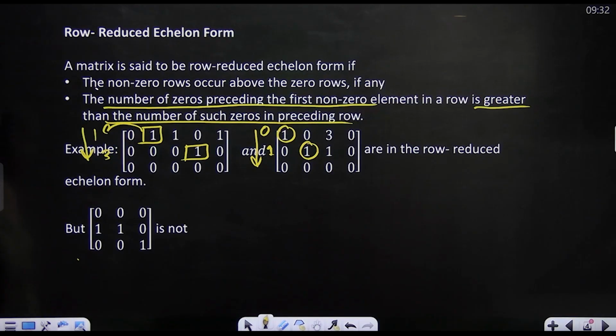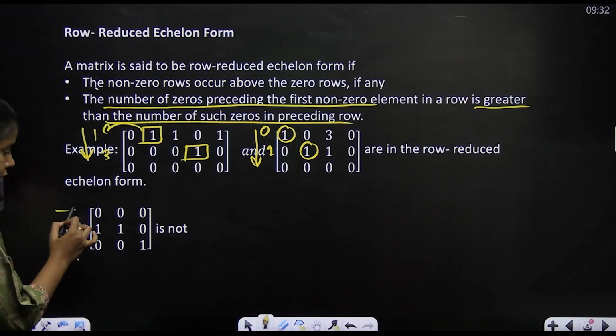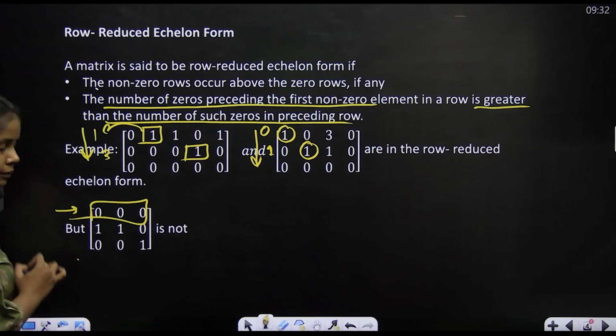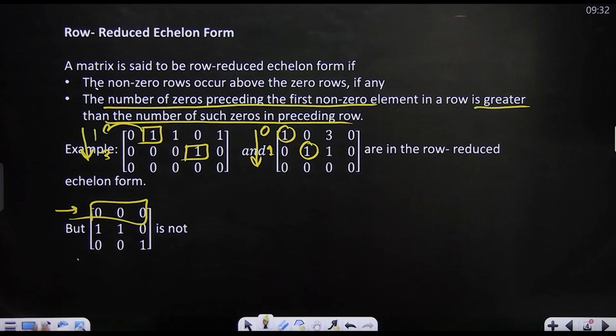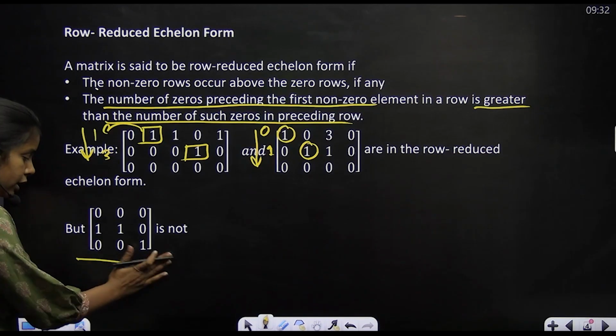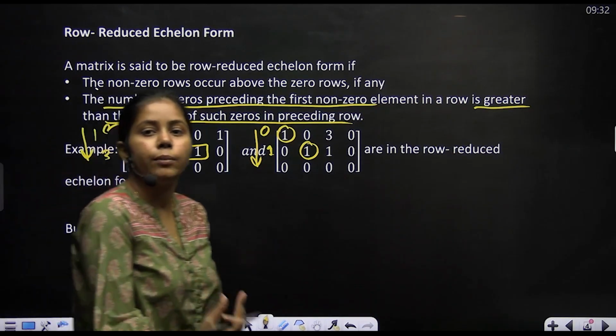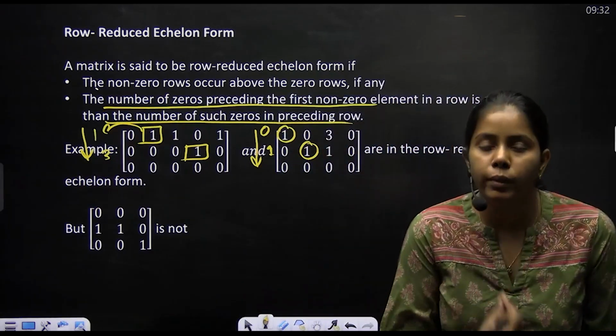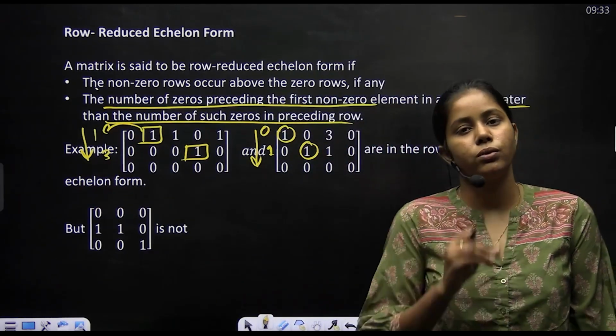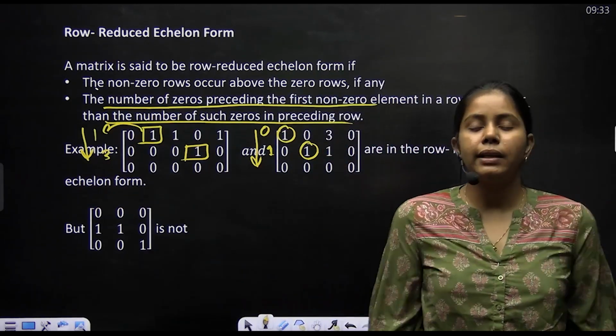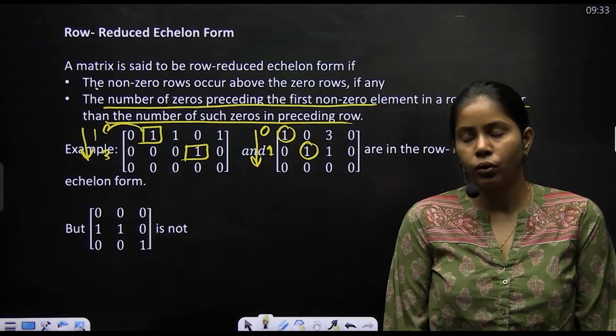Similarly, let's check this one. Here the zero row lies above the non-zero rows. The zero row lies at the top of the matrix, so it is not a row reduced echelon form. But using elementary transformations, I can convert any matrix into a row reduced echelon form.